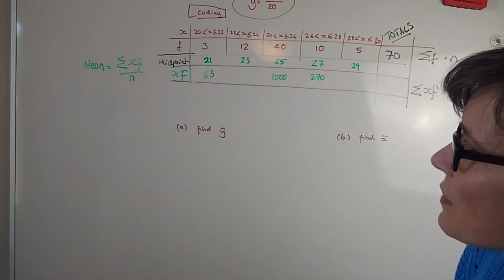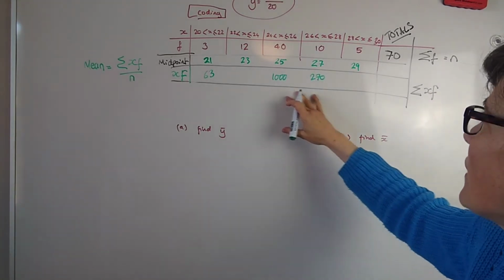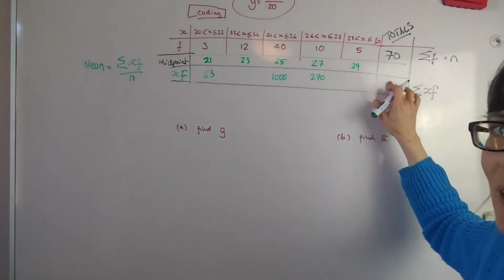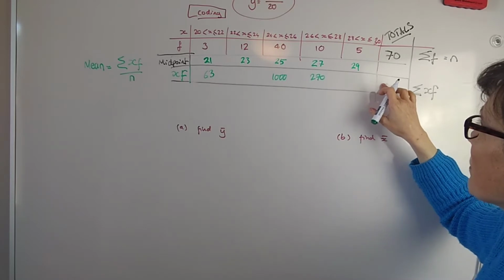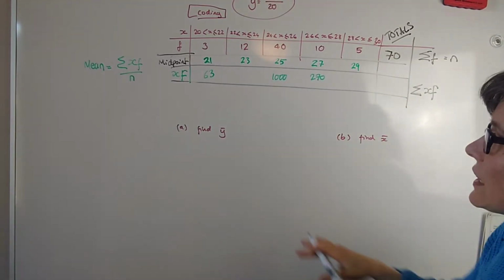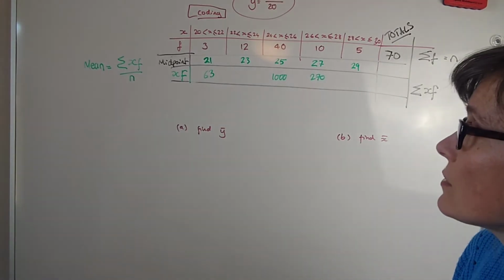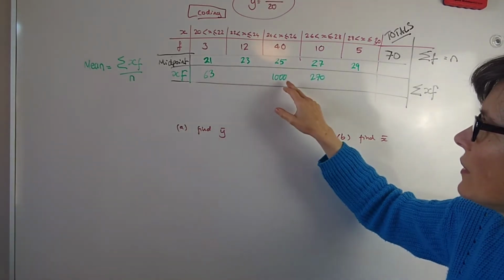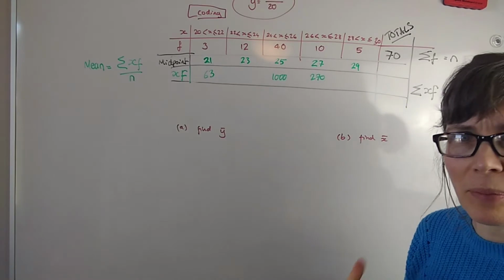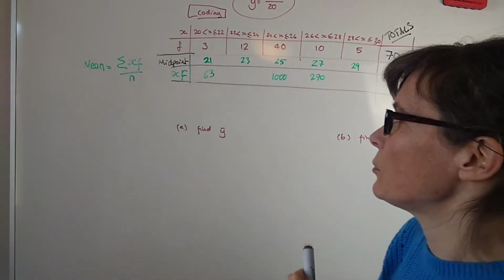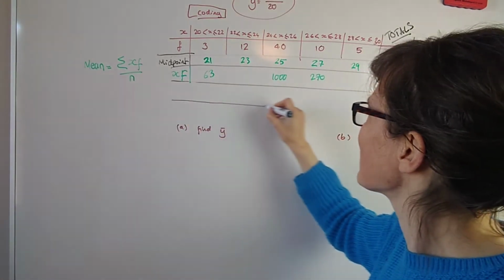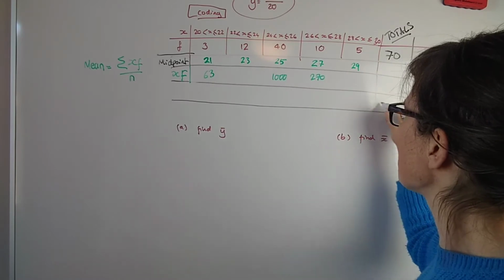Okay, so that would be how we would find out the mean. We'd add all of these together, we'd get a figure in here for the sum, and then we'd divide it by 70. But we've been asked to find this Y instead. So coding is all about, we can see some of these numbers are getting quite big, and coding's all about making them more manageable, a bit easier on your calculator.